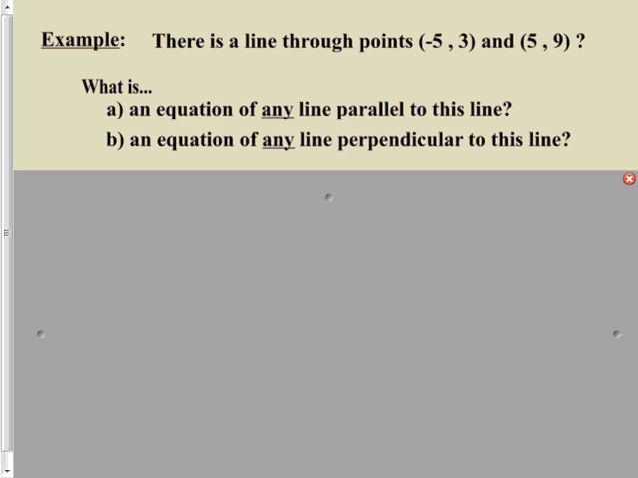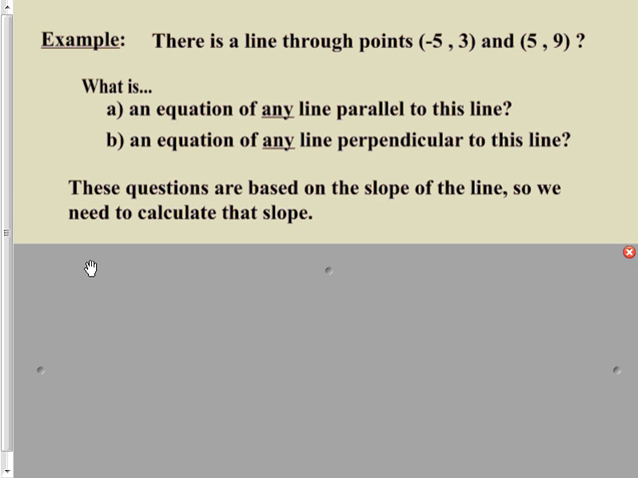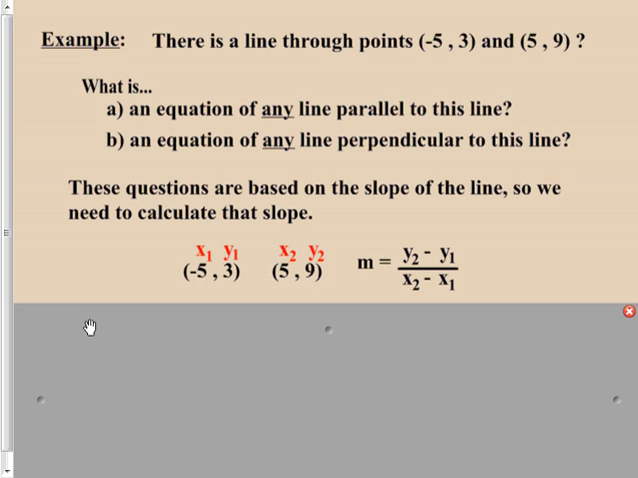Okay, they gave us 2 points on the line. Can we find out slope based upon 2 points on a line? Absolutely. That's what our slope formula is for. So we're going to go through our basic strategies again. We are going to take our 2 points, label them x1, y1, x2, y2, and write down our slope formula with nothing plugged into it yet. Then we are going to plug in our values and calculate our slope.